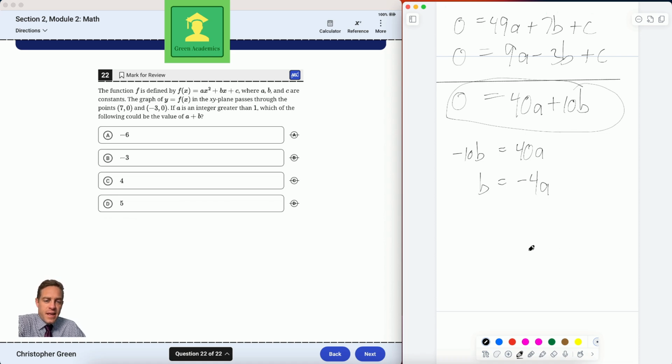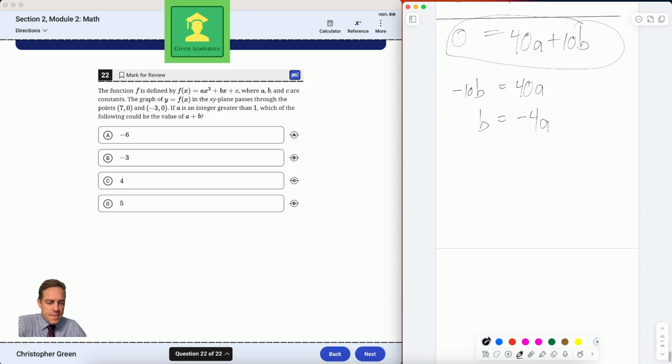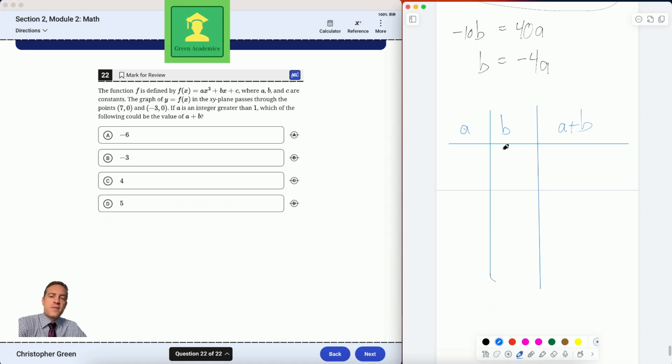So now a is an integer greater than 1. Let's make a table. Yeah, so this is about a sort of table of possibilities, right? So it's what's a, and then what's b, and then what's a plus b, and we'll just keep going until we deduce the pattern or get one of the answer choices. So if a is an integer greater than 1, which has to be 2 is the minimum, then b would be negative 8, and then a plus b would be negative 6. Oh, which I think is the answer, but let's keep going from there.